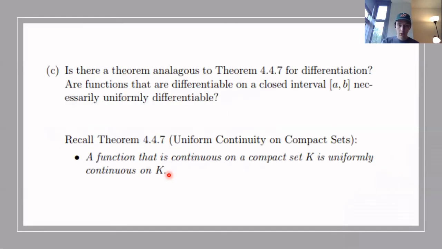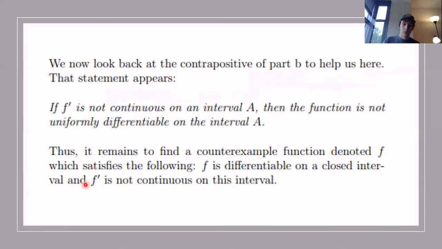So now moving to part C, we're looking for a theorem analogous to theorem 4.4.7 for differentiation. We can see that theorem down here. Basically, we're looking at whether functions that are differentiable on a closed interval are necessarily uniformly differentiable. So we can look back at the contrapositive of part B to help us here. That statement is: if f prime is not continuous on the interval A, then the function f is not uniformly differentiable on the interval A.